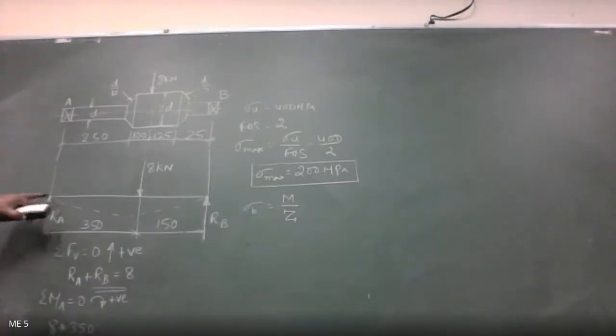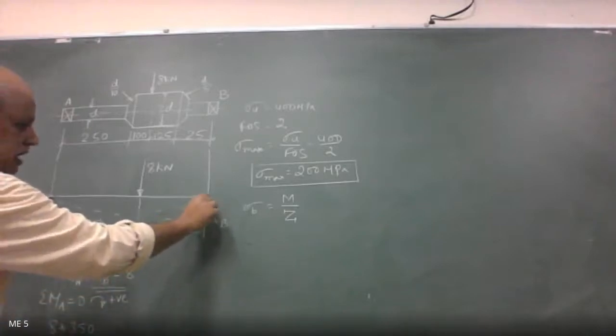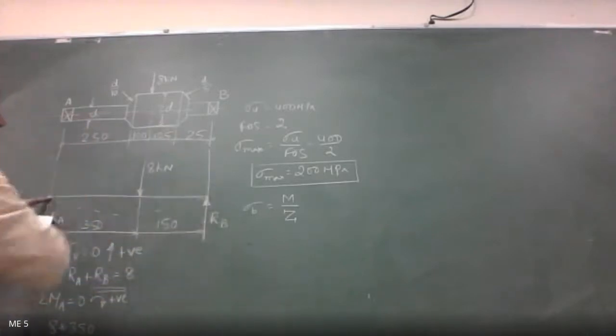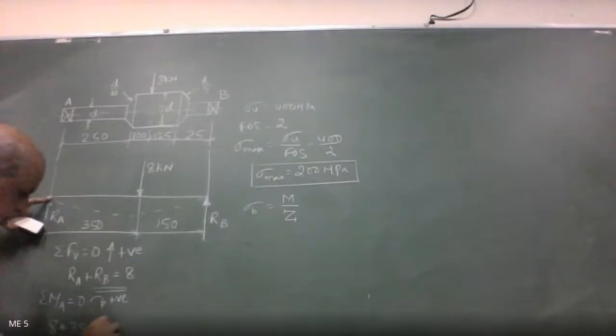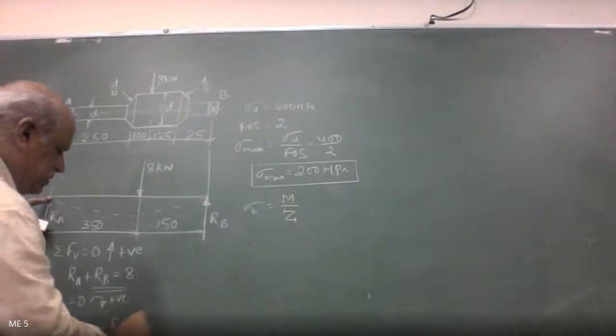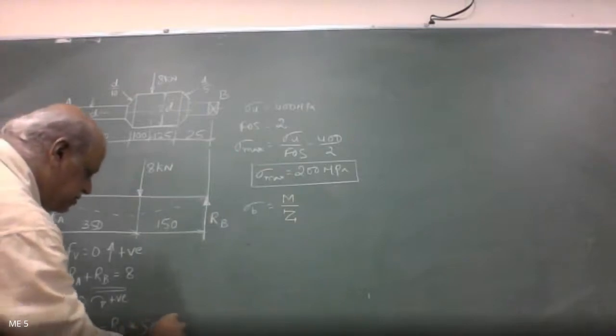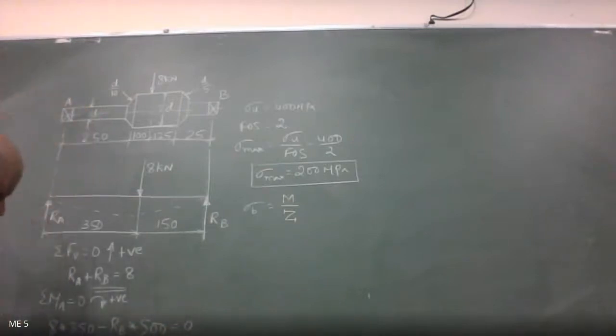350. And with reference to A, my reaction RB is going in counterclockwise direction. So therefore, it is minus RB into, what is the distance? 350 plus 150 is 500. That's equal to 0. Give me the value of RB now.